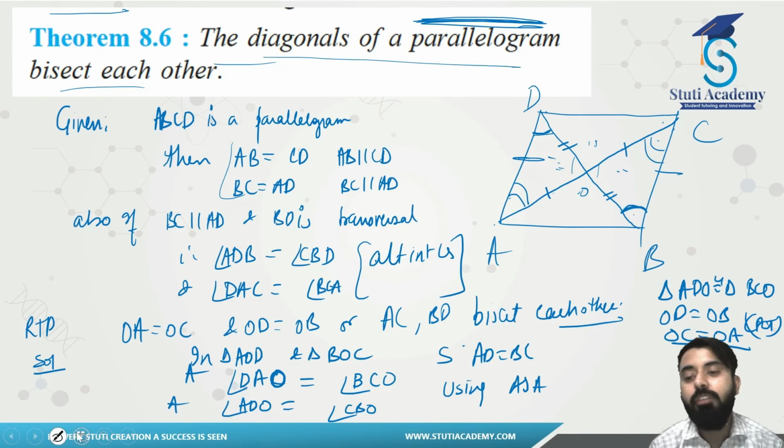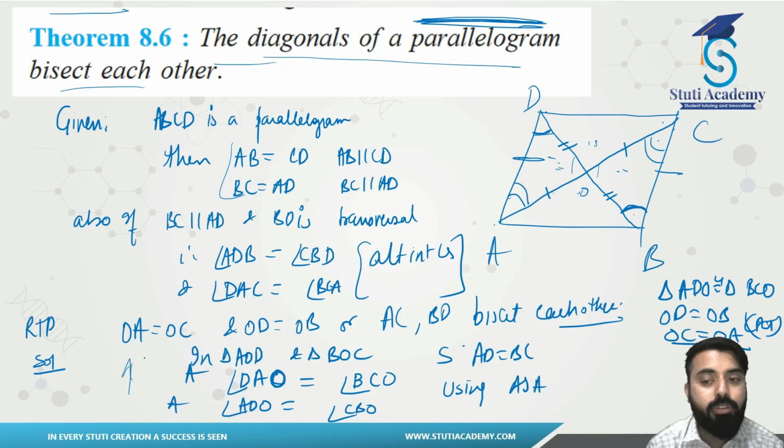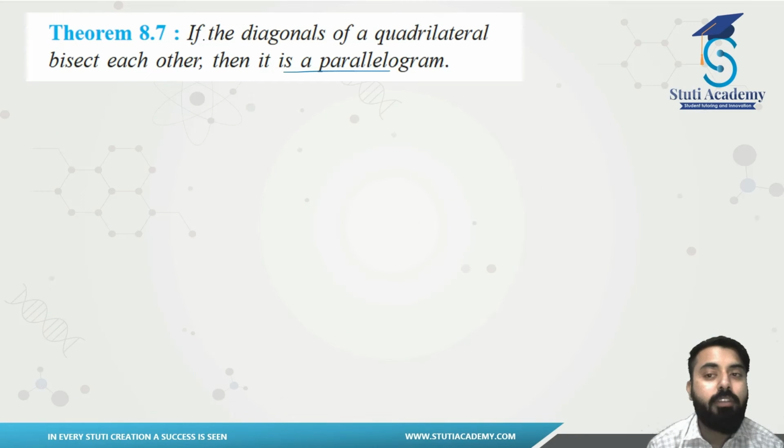Now let's move forward and see what we have. So this is Theorem 8.7. If the diagonals of a quadrilateral bisect each other, then it is a parallelogram. Now you just have to take the bottom-up approach here. See, the diagonals of a parallelogram bisect each other, we had to prove this one. In this case, the diagonals are bisecting each other, we have to just prove that the figure is a parallelogram.